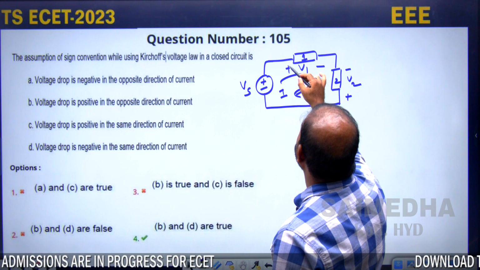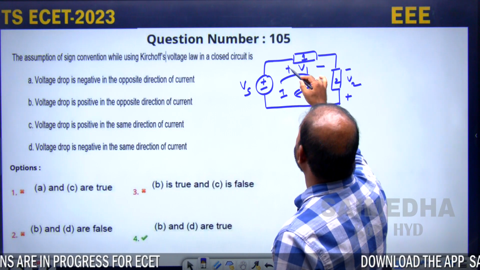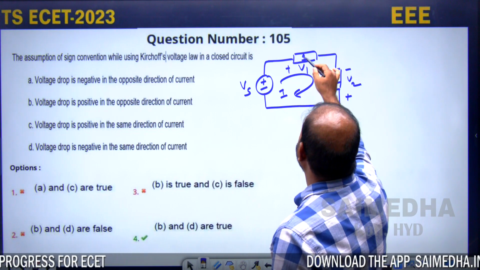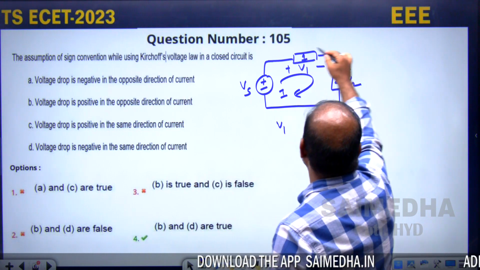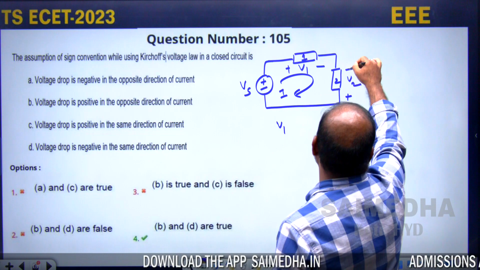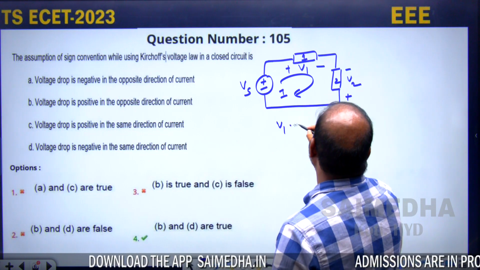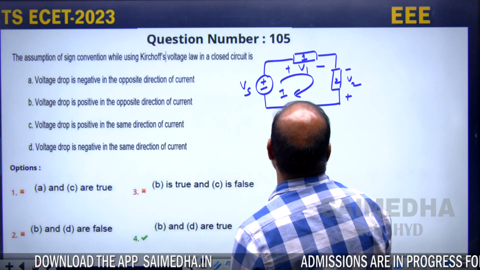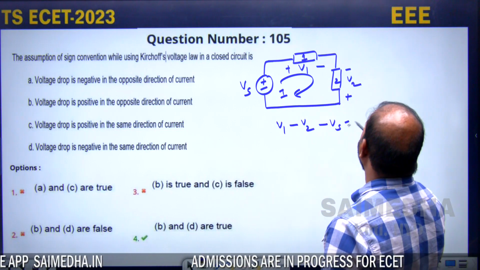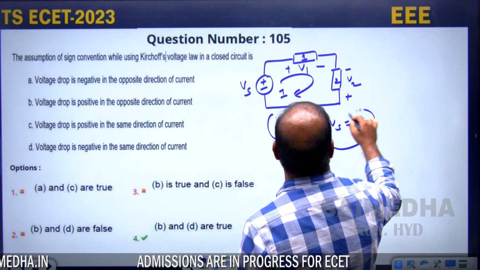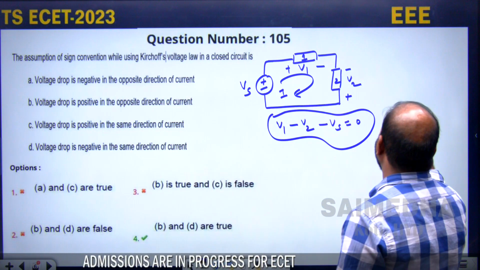since the current is touching the positive polarity of terminal 1, its voltage drop is positive, plus V1. And here the current is touching the negative polarity, so that's why we will consider this voltage drop as negative, minus V2, and here minus Vs is equal to 0. The algebraic sum of the voltage drops or potential differences is equal to 0. That is nothing but KVL.